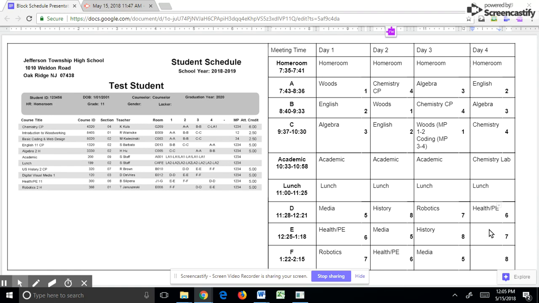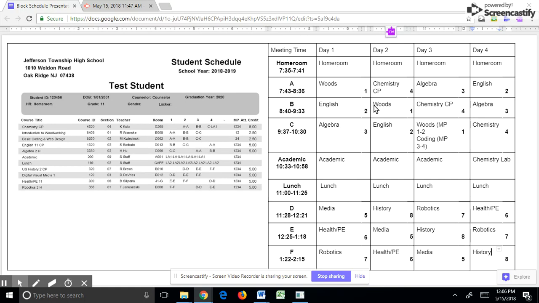Your day 4 E block, which will be robotics. And your day 4 F block, which will be history. Now, after we finish day 4, we just start back up again with day 1, and the rotation repeats itself.